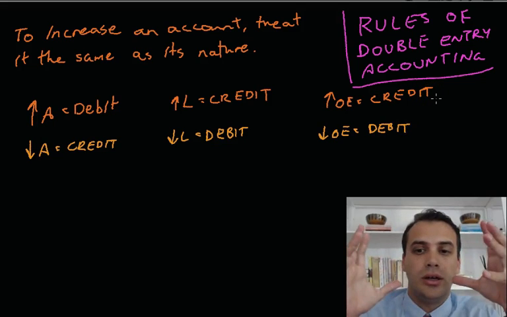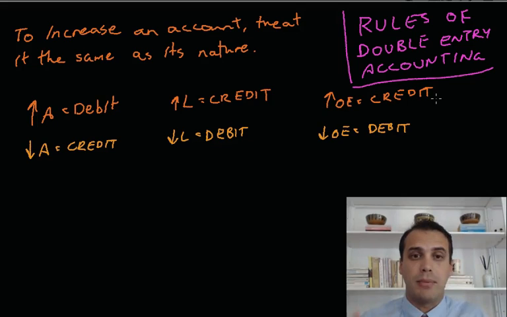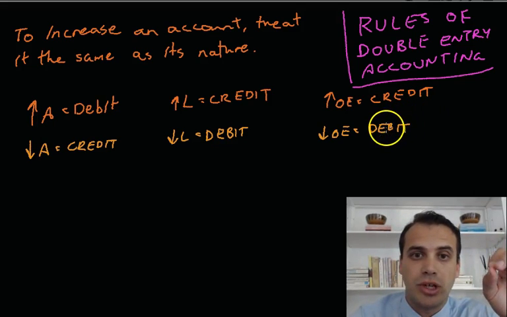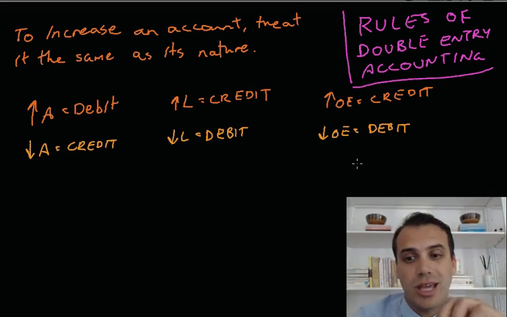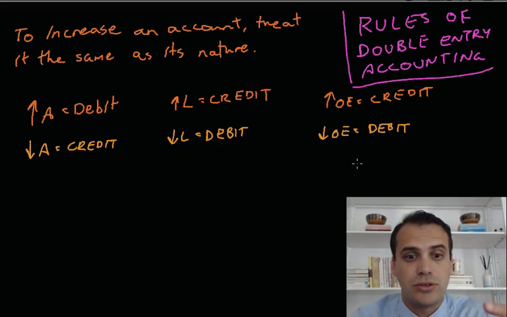Okay, there's been a few videos here, there's been a bit of setup, but we're about to get into some real heavy-duty accounting. But you need to understand these few key points. So the rules of double entry accounting. To increase an account, you treat it the same as its nature. To decrease it, you do the opposite. That's the rules of double entry accounting.